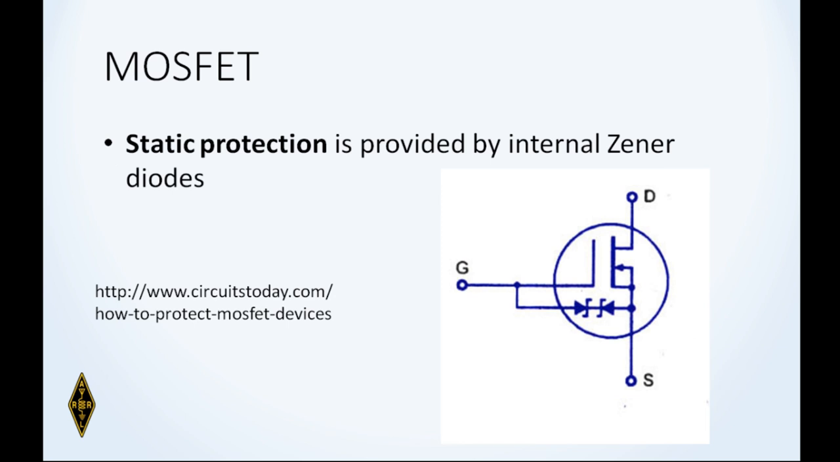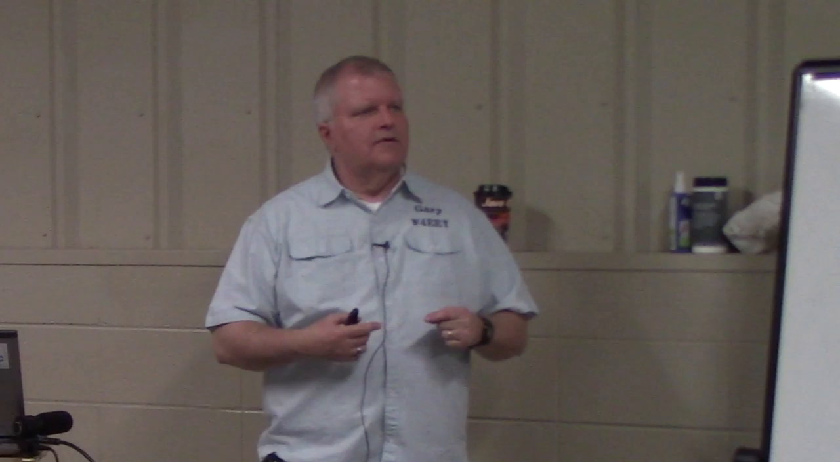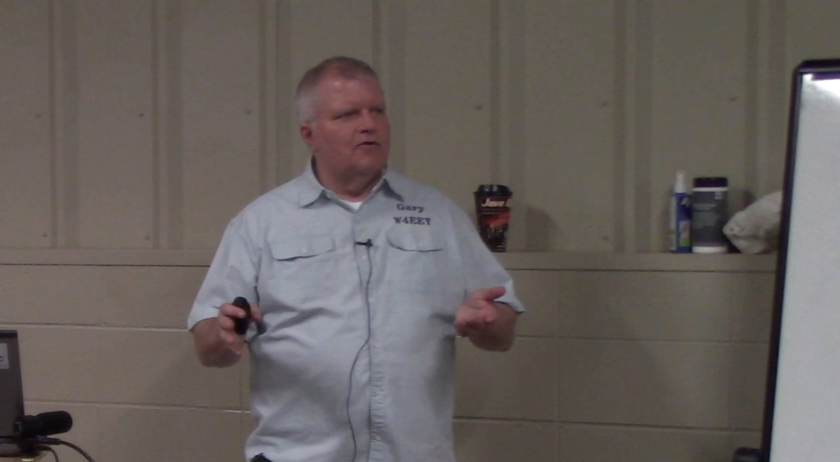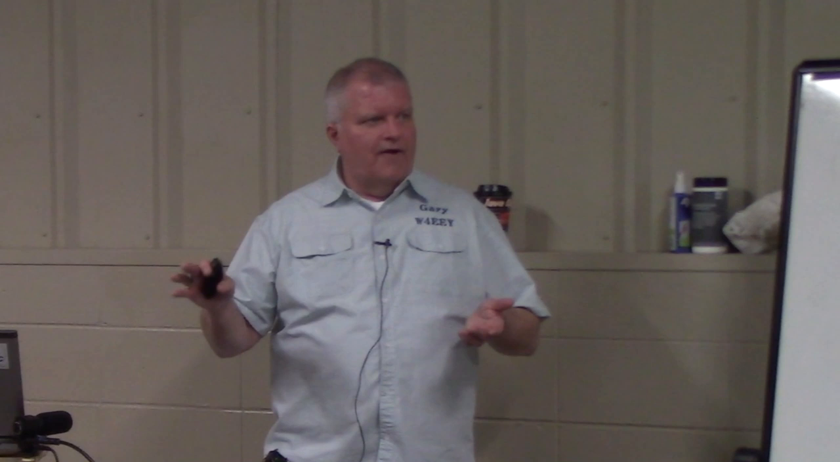And on some MOSFETs, they include static protection by actually building in two Zener diodes back-to-back. And what will happen there is if the voltage on the gate goes above a certain voltage level, the Zeners will short it out to ground and protect the device from destroying itself. So your radio, your transceiver on the receive side probably has a MOSFET as the first active device. And that's the device that's going to be most impacted by nearby lightning strikes. So this provides some protection against nearby static discharge.